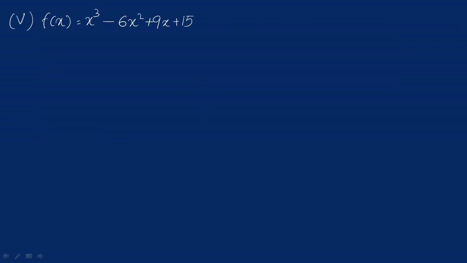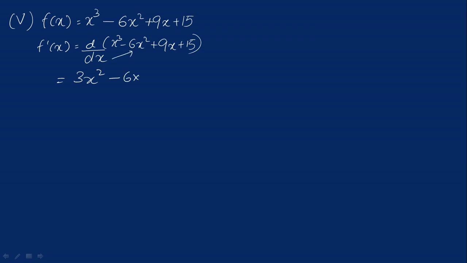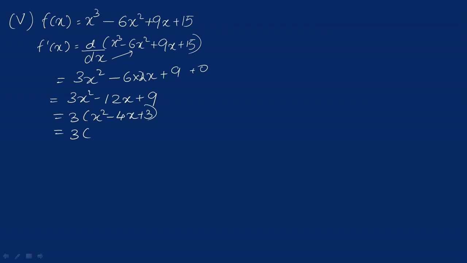We will be finding f dash of x, that is d by dx of x cube minus 6x square plus 9x plus 15. d by dx of x cube, that is 3x square. d by dx of minus 6x square, that is minus 6 into 2x. d by dx of 9x, that is 9, and d by dx of 15, 0. So, we have 3x square minus 12x plus 9. Taking 3 outside, x square minus 4x plus 3, which can be written as x minus 1 into x minus 3. So, we have 3 into x minus 1 into x minus 3. That is f dash of x.